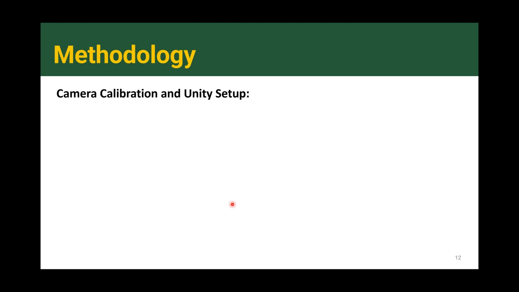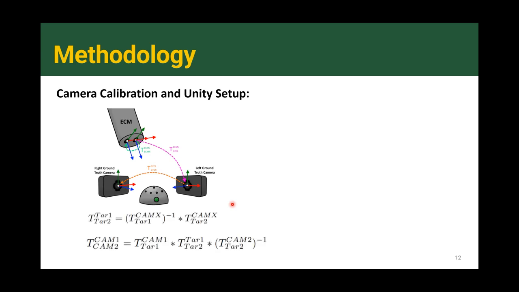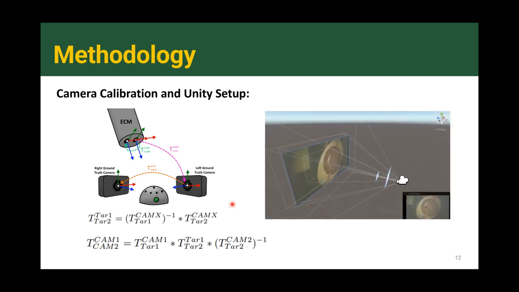Now, part of this methodology is the camera calibration process, because there are two cameras as the ground truth cameras and two endoscopic cameras as well, which need a lot of calibration to find the relationship between the transformations of these cameras, and then building the Unity app itself, which allows us to have the two displays of the ECM camera on the surgical console. And this allows for a 3D vision because we have two different cameras at two different locations.